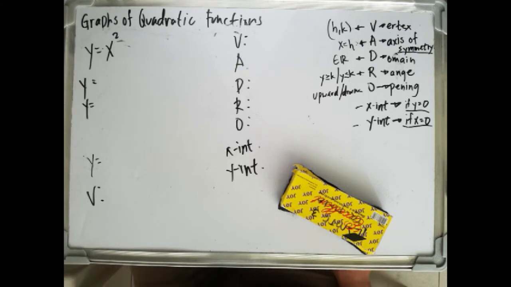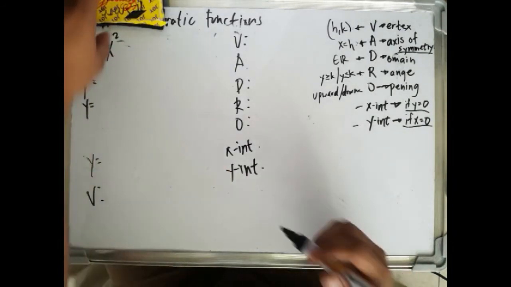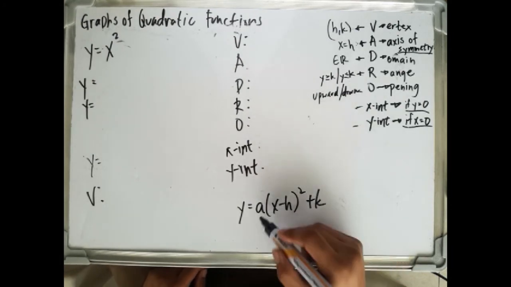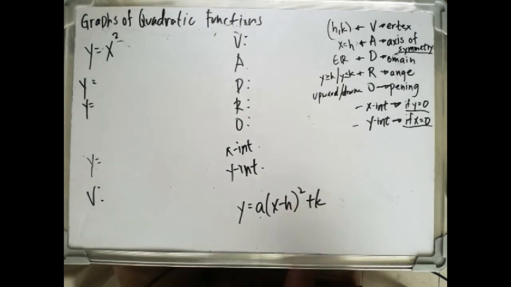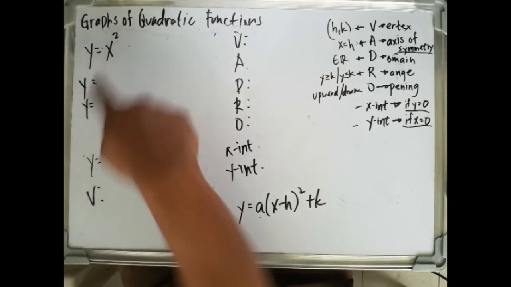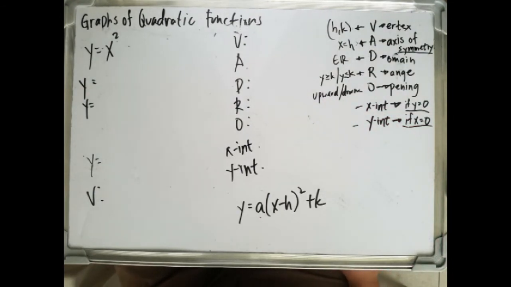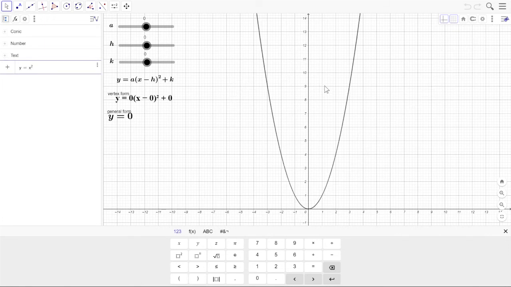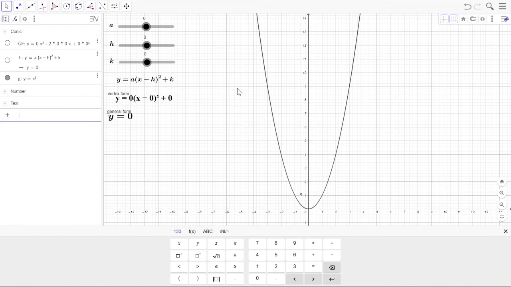Okay, so welcome back. Papakita natin yung effects ng h at saka k sa graph ng isang quadratic function. So, a is the coefficient ng x squared, and then h at saka k. All quadratic function graphs are based on y equals x squared. So, pakita natin ito sa Geogebra. Ano ba ang itsura ng y equals x squared? Sure. So, try natin i-input yung y equals x squared. Okay. So, dyan nagmumula ang lahat ng quadratic function, ang y equals x squared.